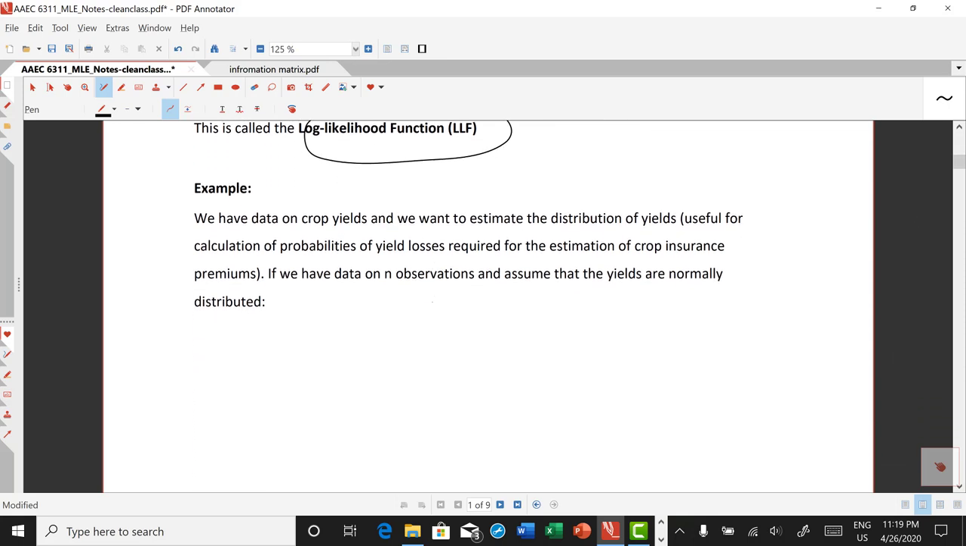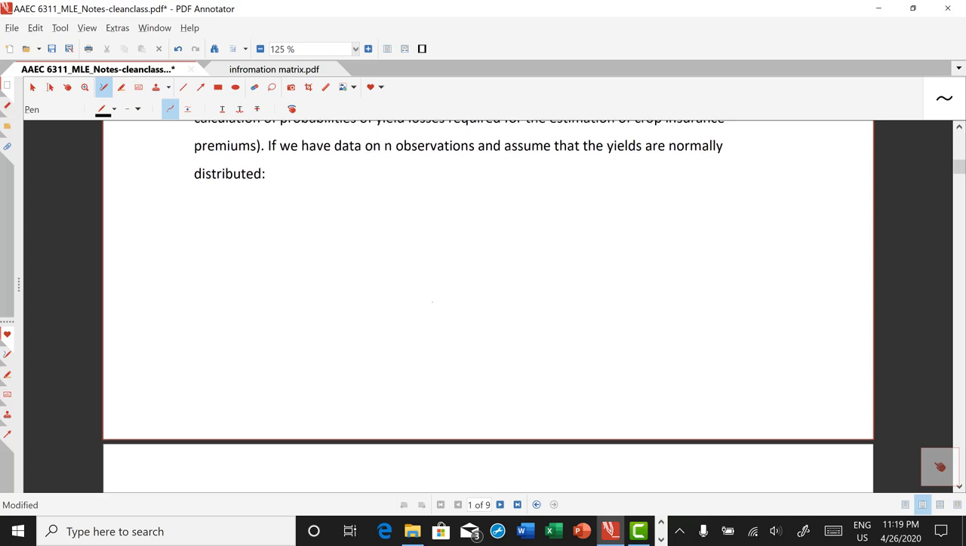So let's assume that, in a context where we have data on crop yields, we want to estimate the distribution of yields. Why are we interested in estimating the entire distribution of yields? Well, that's useful for the calculation of probabilities of yield losses, which is required for the estimation of crop insurance premiums. So if we have data on N observations for yields and assume that the yields are normally distributed, so we assume that the yields follow a normal distribution with mean mu and variance sigma squared.